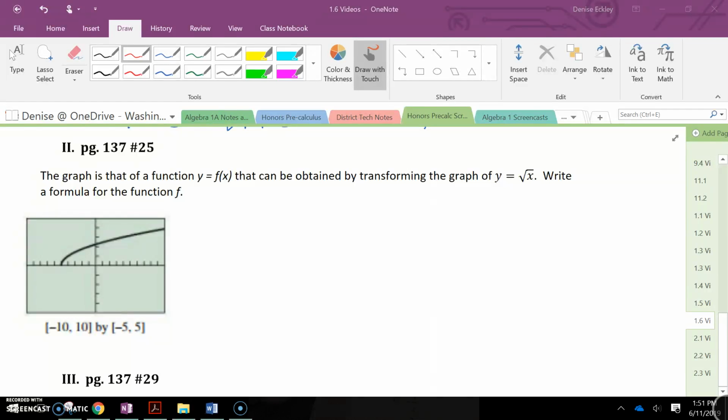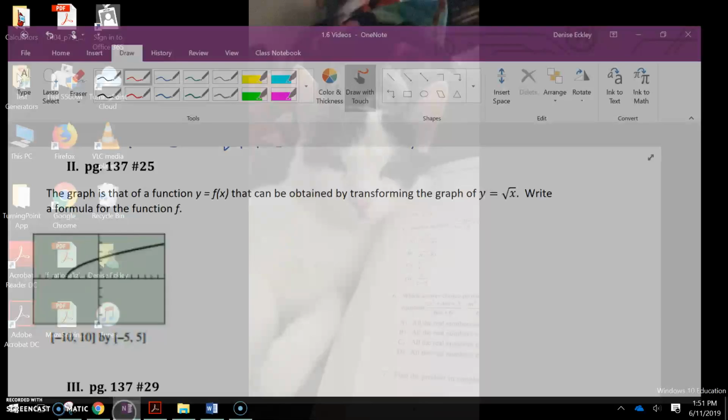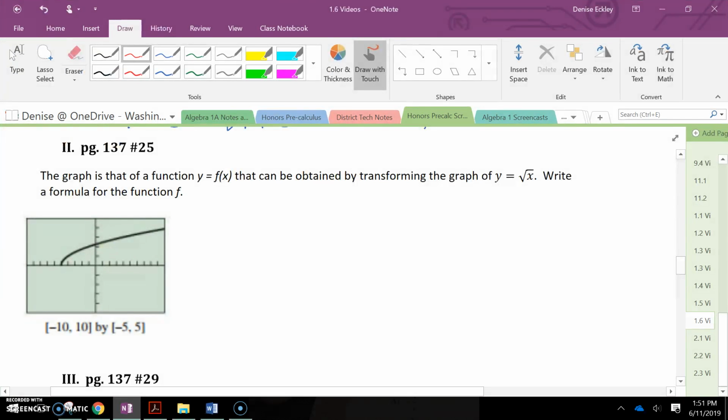So if you need to, you can put the parent function in your calculator and see what it looks like and compare it to the original graph. I'm just going to sketch it on the graph that's given here. So the square root function looks like this. And so what we can see is it has pretty much the same shape, except it's been shifted to the left to this point, which is 1, 2, 3, 4, 5 units.